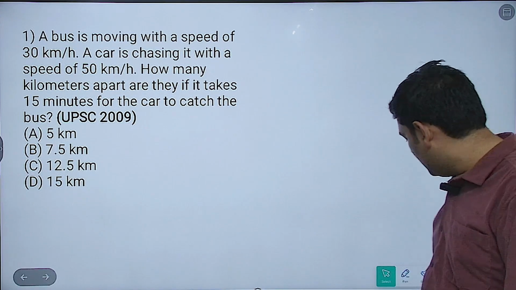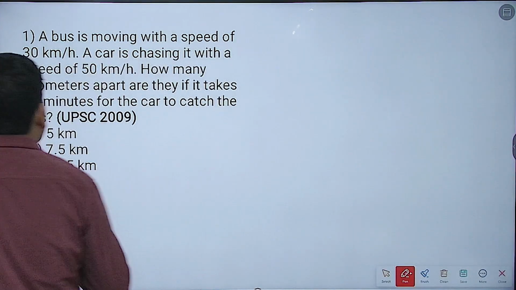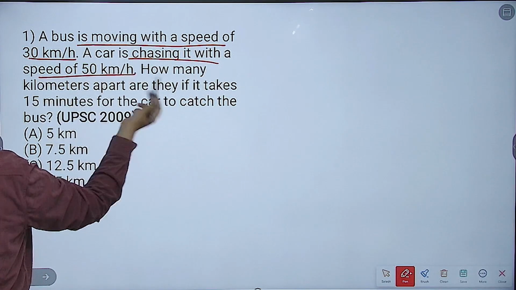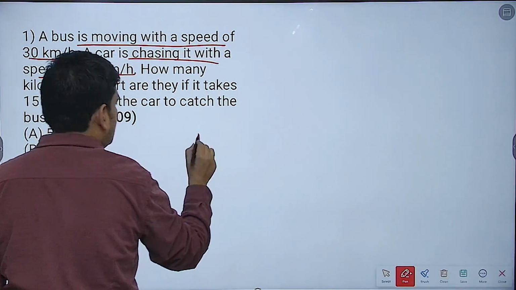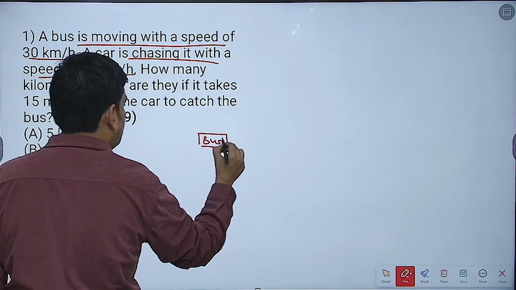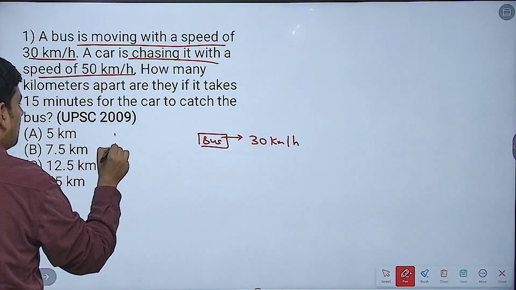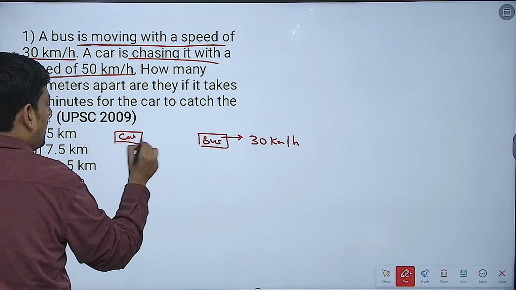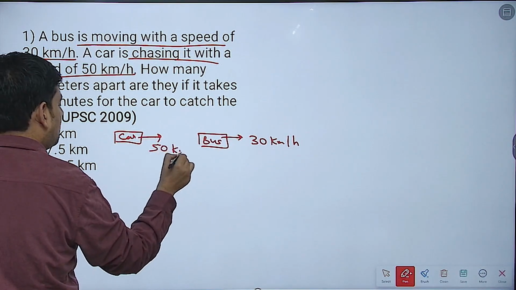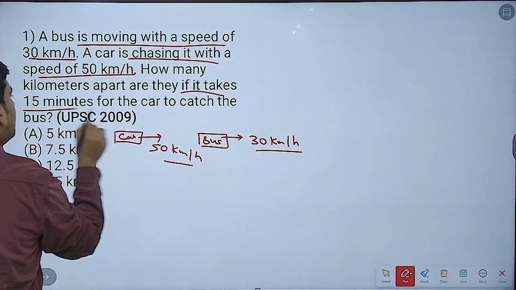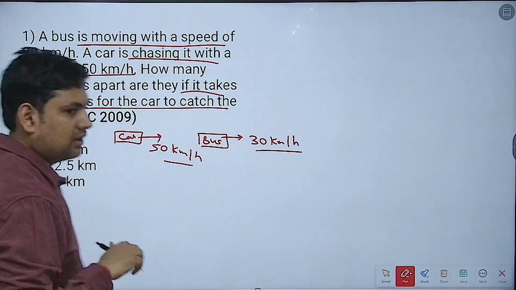Okay, what does it say? A bus is moving with a speed of 30 km per hour. A car is chasing it with a speed of 50 km per hour. So this is the bus, moving at 30 kilometers per hour. Now, the car is chasing it at 50 kilometers per hour. Correct. Now, how many kilometers apart are they if it takes 15 minutes for the car to catch the bus?